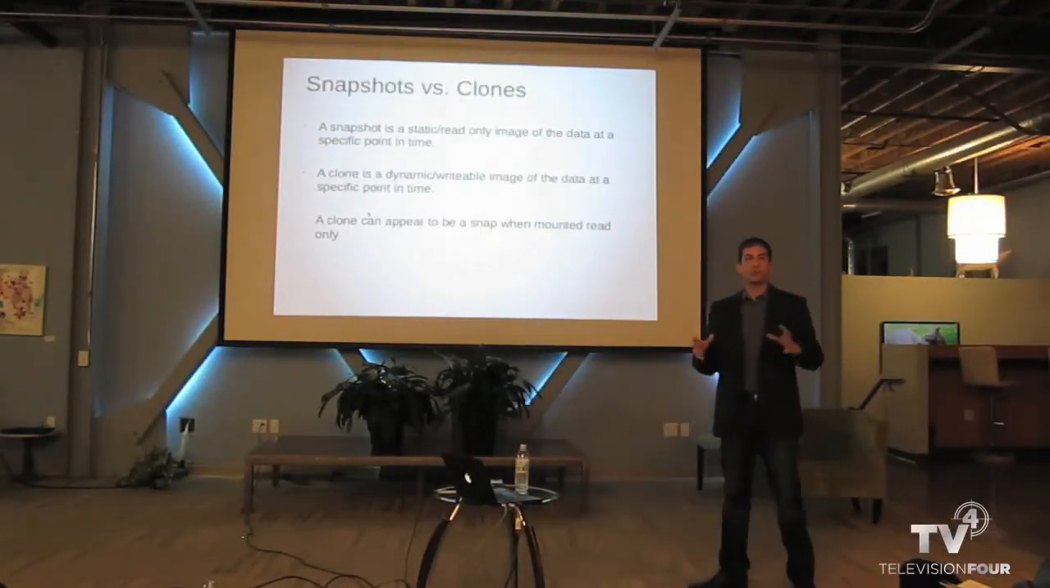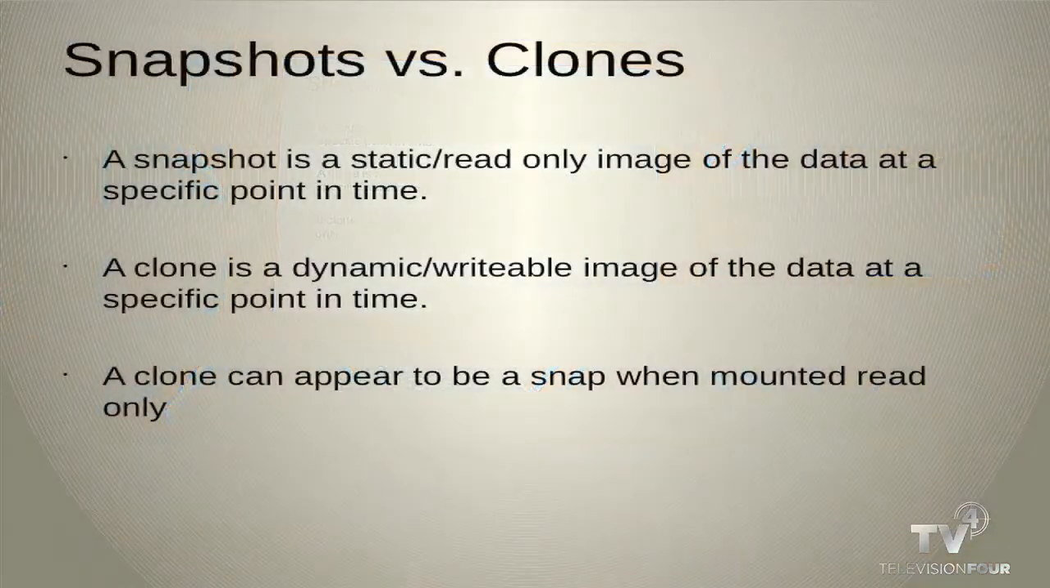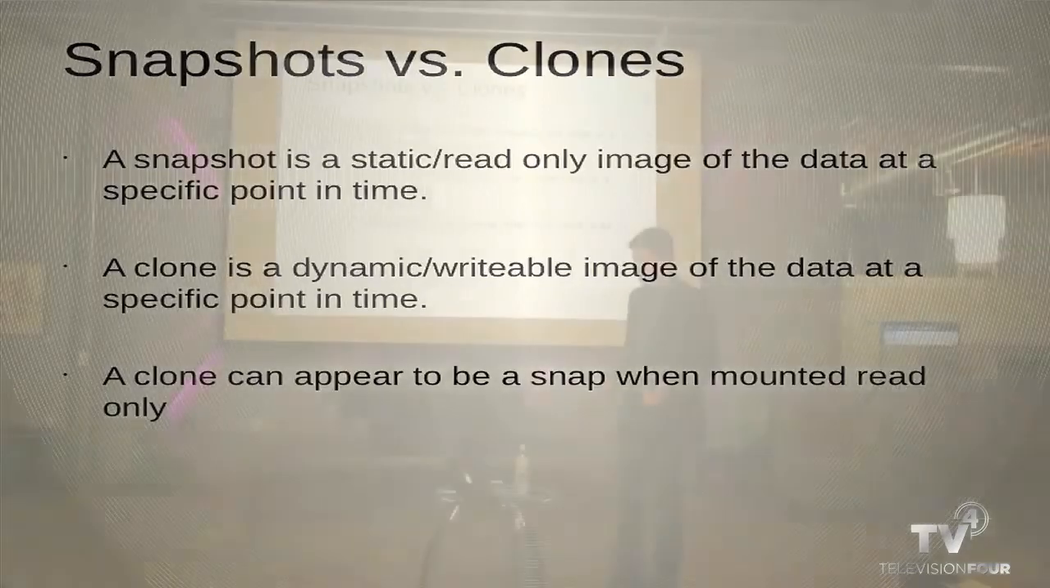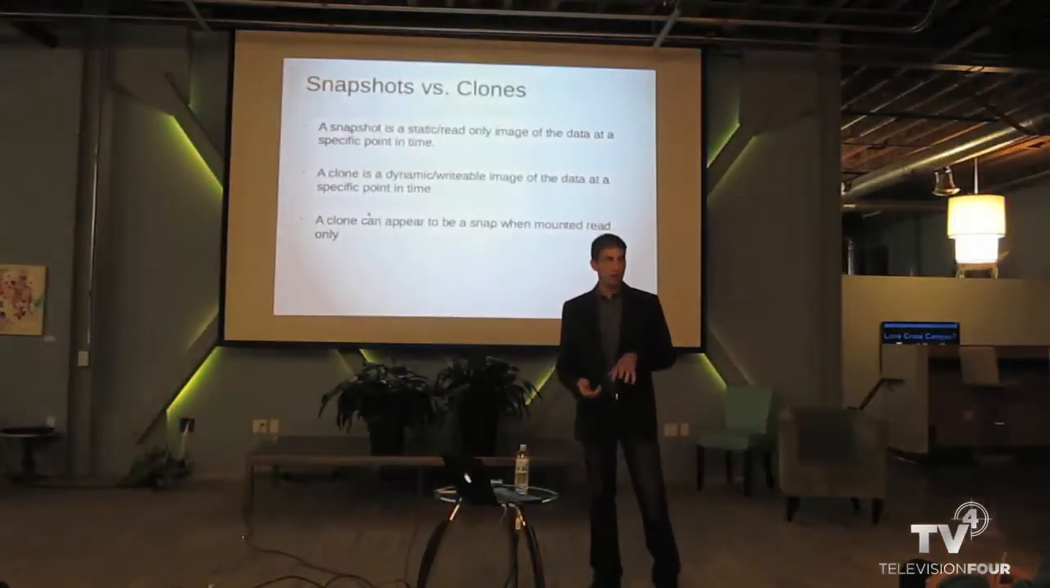A snapshot is basically a static read-only image of the data at a point in time. Just like it sounds, you're taking a snapshot. A clone is a writable, basically a dynamic image. So clones and snapshots are almost the same. The big difference is you can write to a clone, you can't write to a snapshot. One thing to keep in mind, a clone may look like a snapshot if you've got it mounted up read-only.